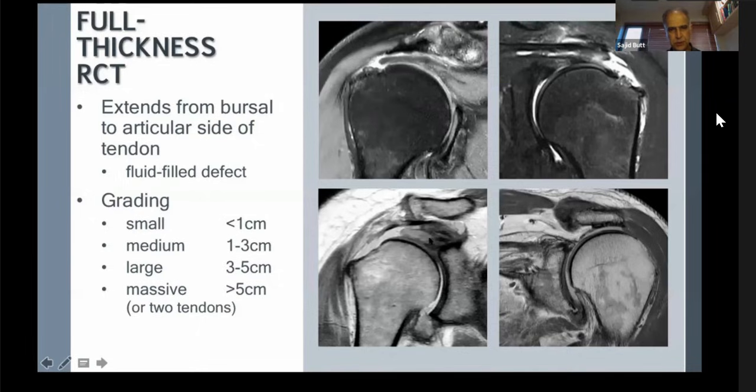Another patient who's got a retracted tendon all the way up to here. Notice the atrophic changes in the deltoid. And here, the tendon retraction is almost up to the joint level with complete fatty replacement of the supraspinatus muscle belly.